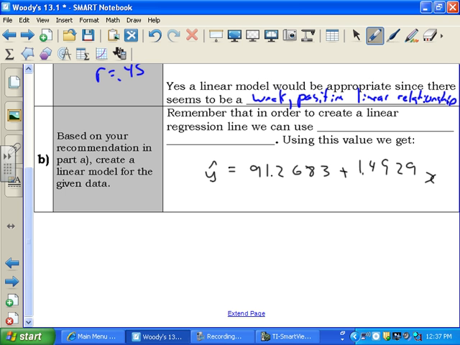Make sure you're okay with it both ways. That's with variables. Make sure you're also okay with IQ equals 91.2683 plus 1.4929 times the cry time. How many times does the baby cry after we hit it with rubber bands?